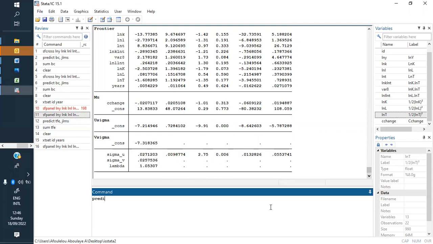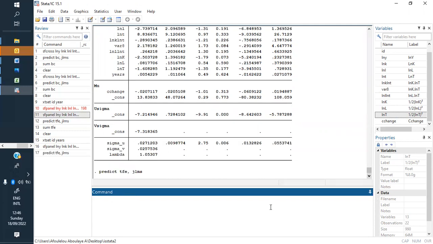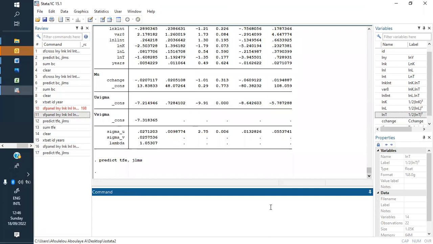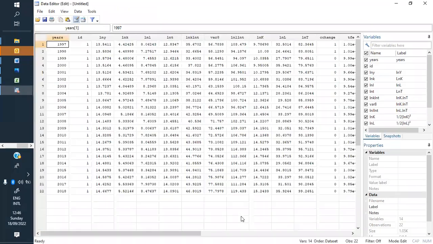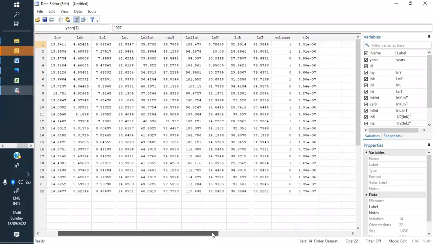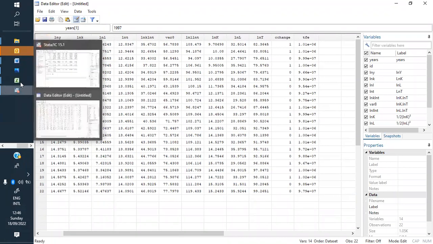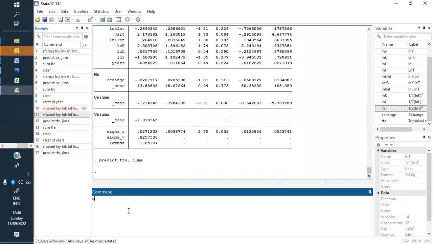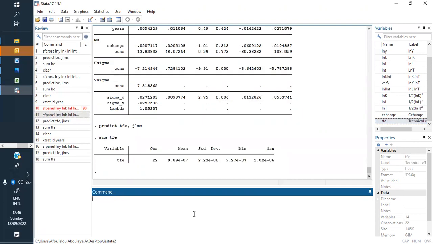Then we should predict. The model uses ESF, and now we can just generate it here. Now, as you can see, we have a new variable, which is technical efficiency. We'll go and see it even from here. It is generated. We'll go and summarize and see the scores of technical efficiency. Okay, that is, we have them.